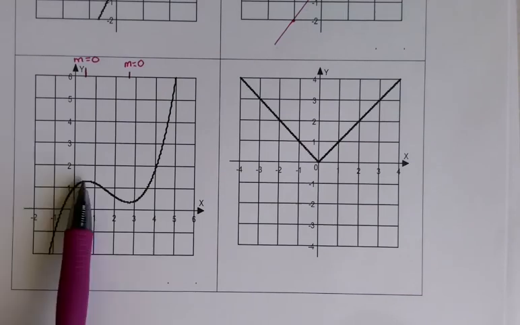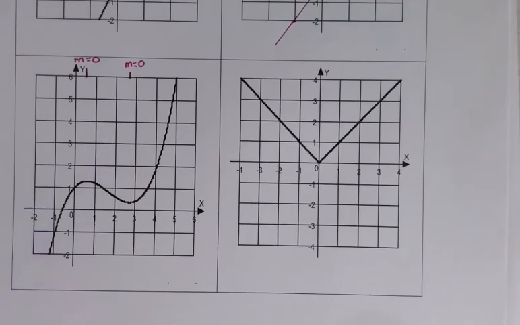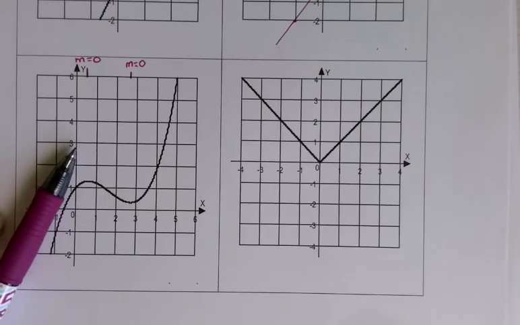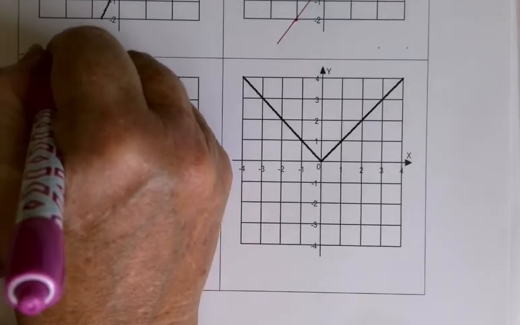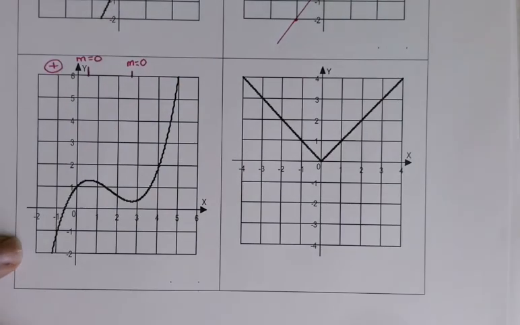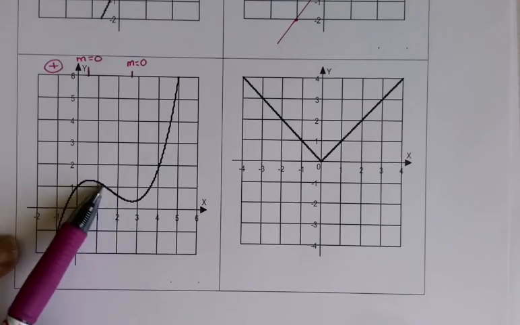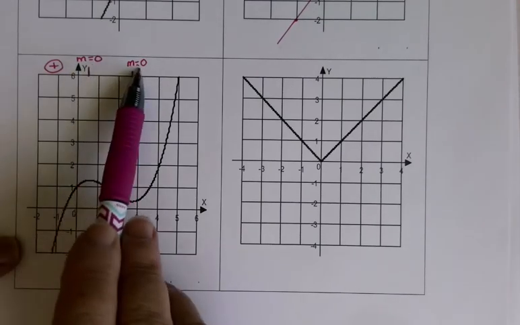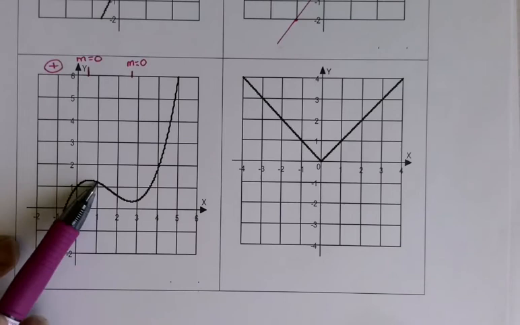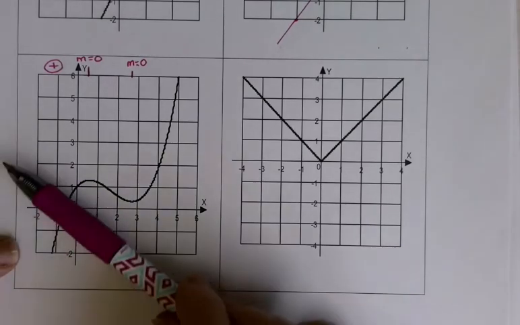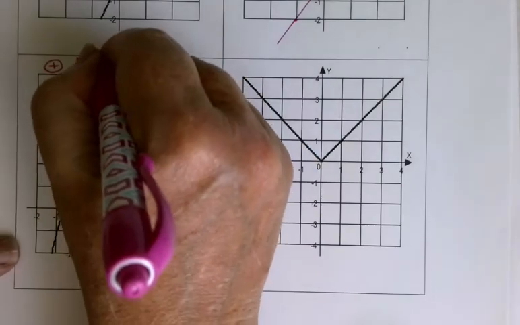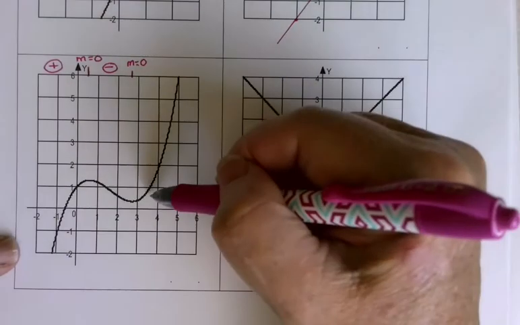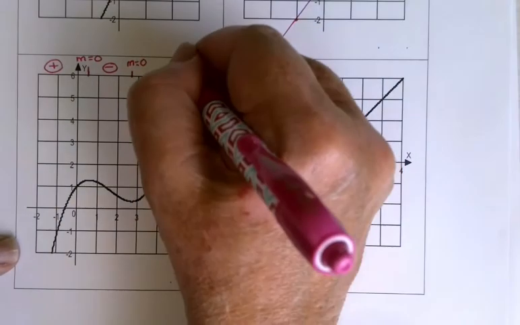All right, to the left of where the slope is 0, all of my tangent lines would have positive slopes. So I'd have positive derivatives here. In this little section of the graph, between the two places with m equals 0, I would have negative slopes. Again, if you were to draw tangent lines, they would be downhill or negative slopes. And then over here, we're sloping upward again, so positive slopes.